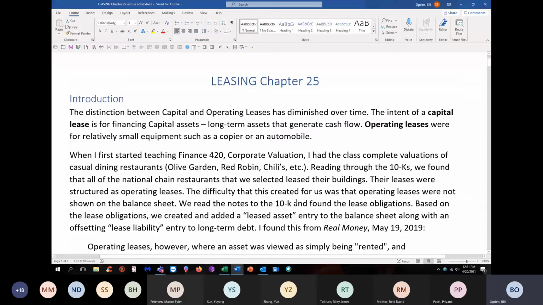Okay, we can begin. Today we will go through most of what we need to do for leasing. That's the first of the last two units, which we will cover. The final one being analyzing mergers.